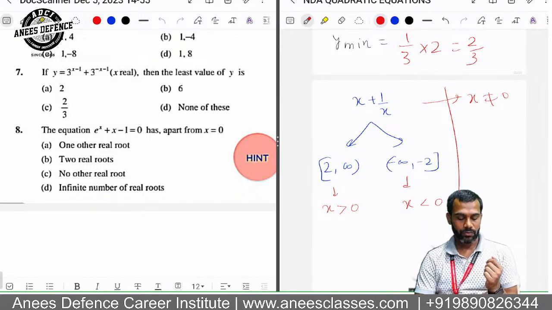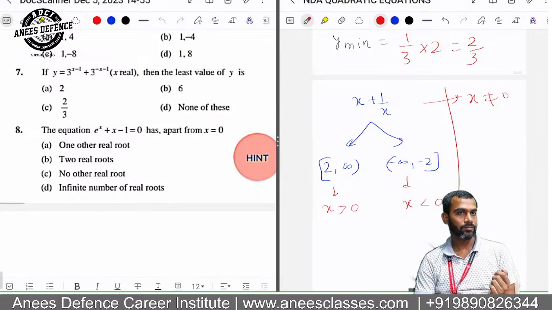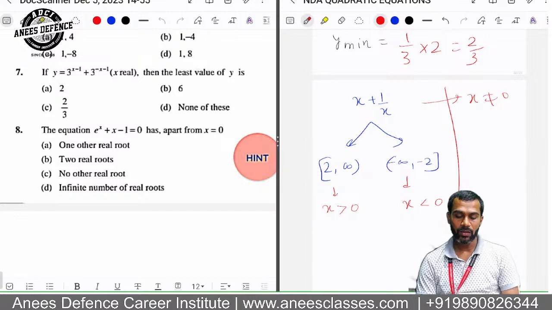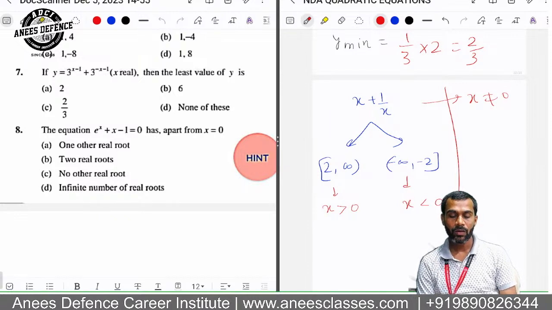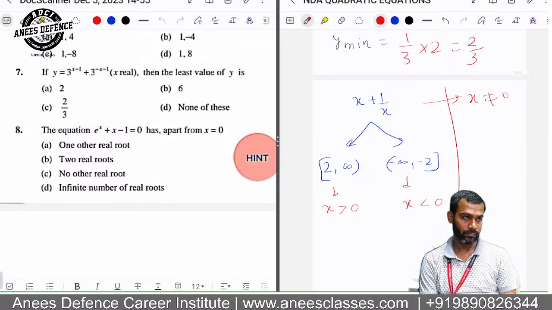Okay. So we'll continue in the next lecture. There is not much theory left, a little graph work is left. Which one? 8th. Okay, let's do the 8th. Tell me: the equation e raised to x plus x minus 1 is equal to 0. Apart from x is equal to 0, how many roots are there? Tell me. Basically this is an AOD question.